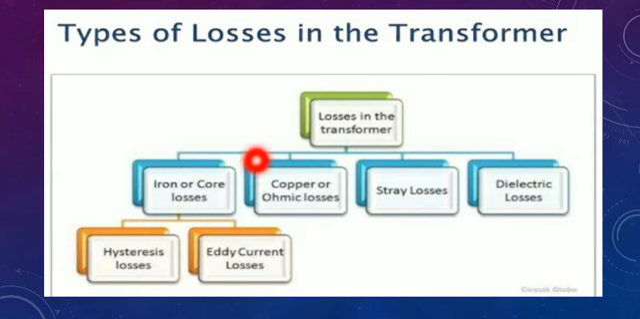The second one is copper losses. The third one is stray losses. And the fourth one is dielectric losses. So the losses in transformer are classified into four types: iron loss, copper loss, stray loss, and dielectric loss.